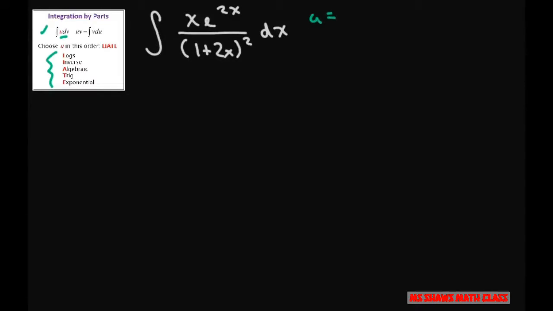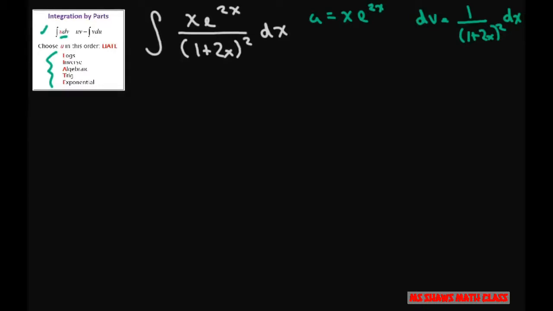equal x e to the 2x power, and we're going to let dv be everything else. So dv is just going to equal 1 divided by 1 plus 2x squared dx.